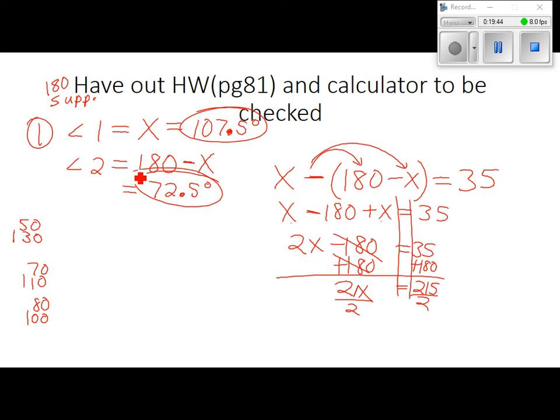My first class did this. They went through and guessed. They said, okay, angle 1's 50, angle 2 is 130. Then they subtracted and got 80. Oh, that's not 35, so that won't work. Could you do it that way? Yeah, I don't care.